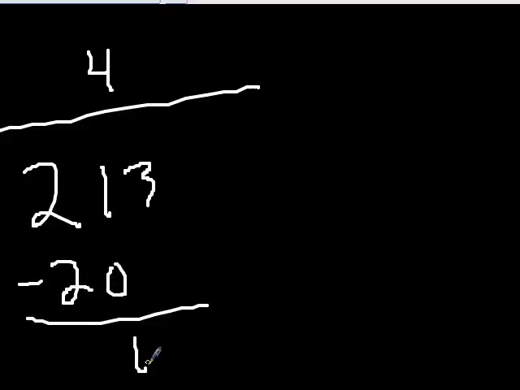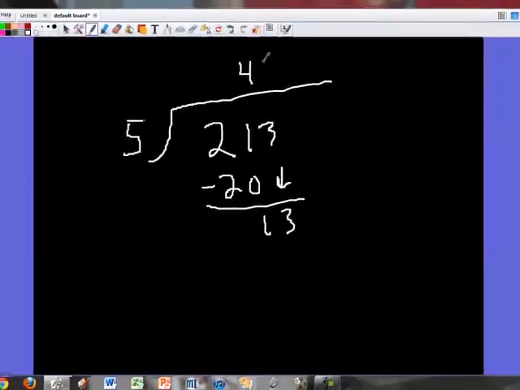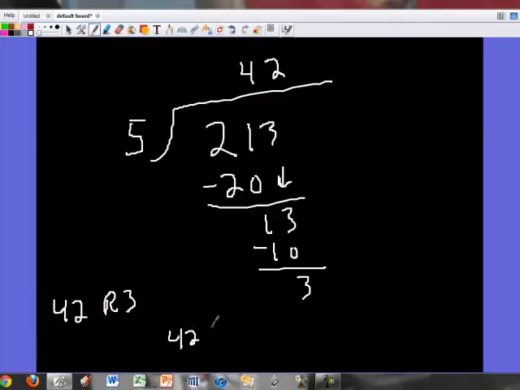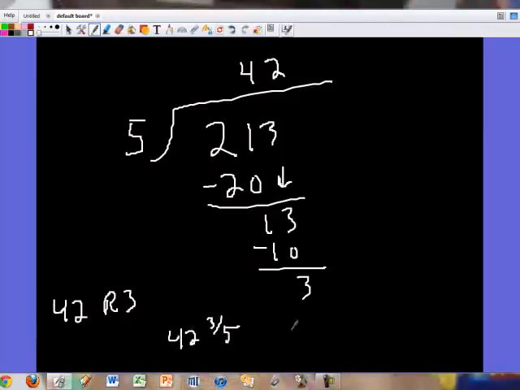21 minus 20 is 1. Bring down the 3. And then we repeated the process. 13 divided by 5 was 2. 2 times 5 is 10. Subtract, it is 3. Now, depending upon which year in school it was, we would have either had 42 remainder 3, 42 and 3/5, or 42.6. Those are all legitimate answers.